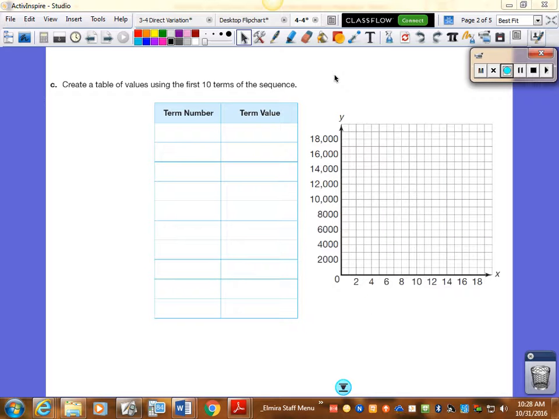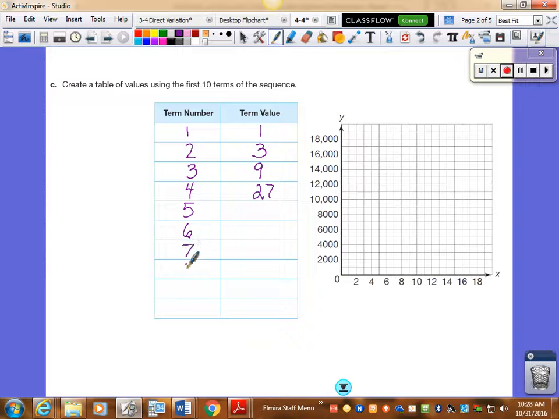Okay, so let's figure out the first 10 terms of the sequence. So term 1 was 1, term 2 was 3, term 3 was 9, term 4 was 27. And then we're going to continue filling in that chart. So term 5, term 6, term 7, term 8, term 9, term 10. Okay, so continue filling this in.